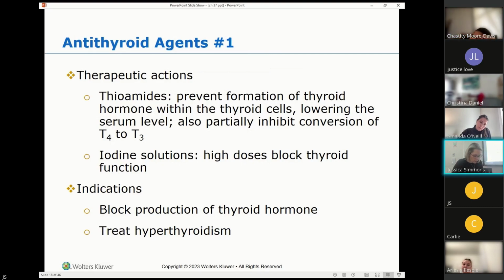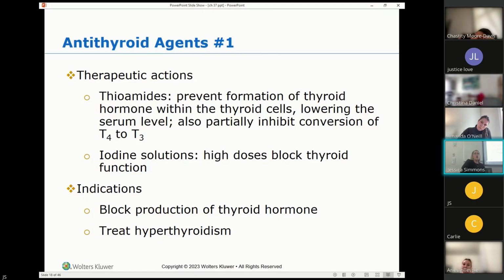So then we are moving on to anti-thyroid. Any questions on thyroid replacement? Okay. So then you have anti-thyroid agents. The therapeutic action of thioamides is to prevent formation of thyroid hormone within the thyroid cells, lowering the serum level, also partially inhibiting the conversion of T4 to T3. So it's lowering the amount of thyroid hormone, or really just preventing it.